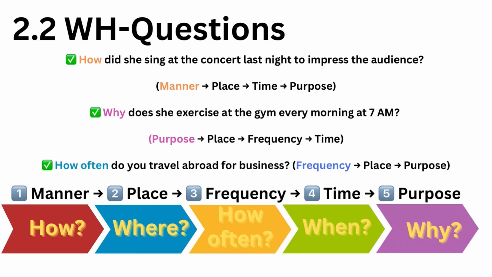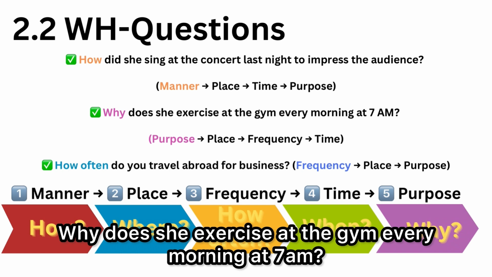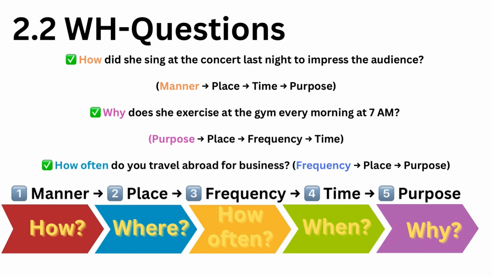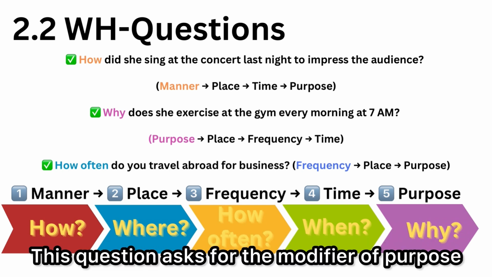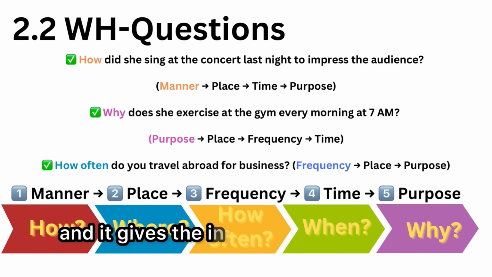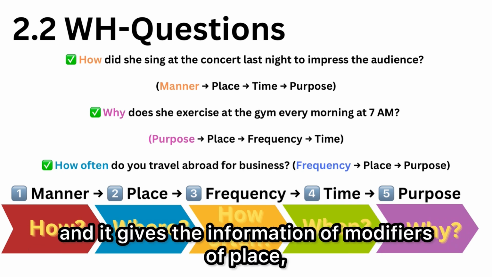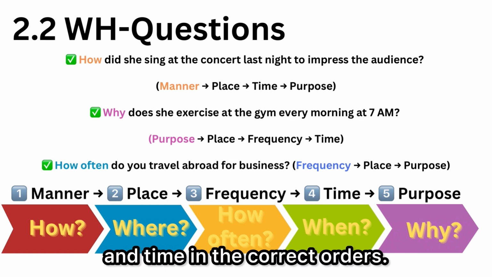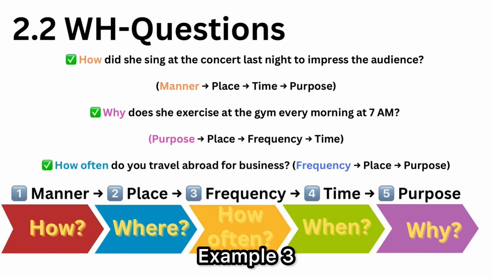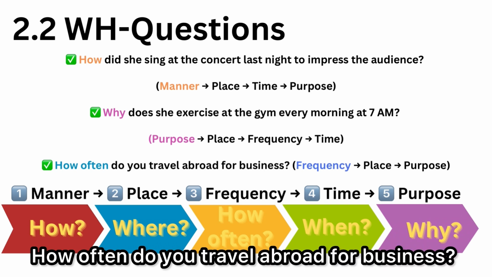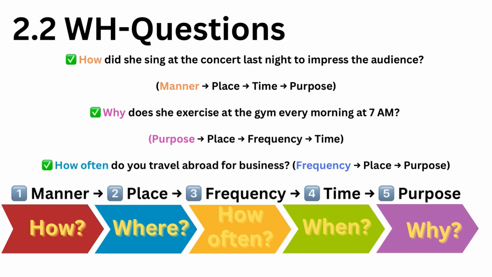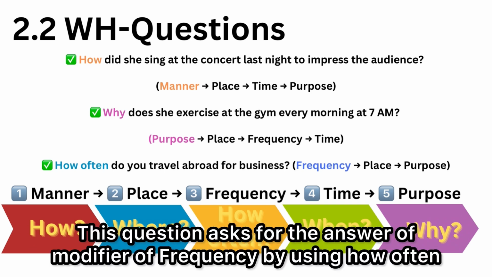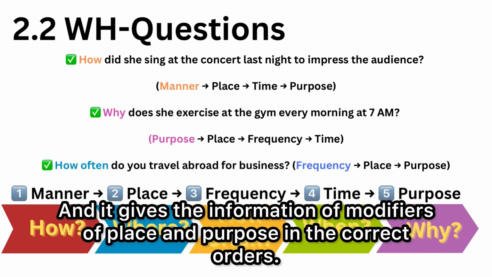Example 2. Why does she exercise at the gym every morning at 7 a.m.? This question asks for the modifier of purpose, and it gives the information of modifiers of place, frequency, and time in the correct order. Example 3. How often do you travel abroad for business? This question asks for the modifier of frequency by using how often, and it gives the information of modifiers of place and purpose in the correct order.